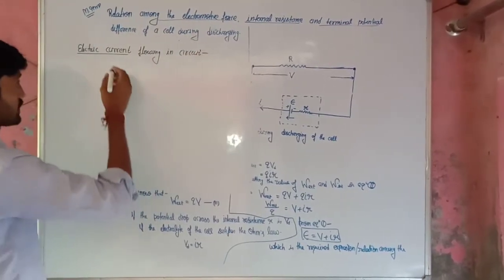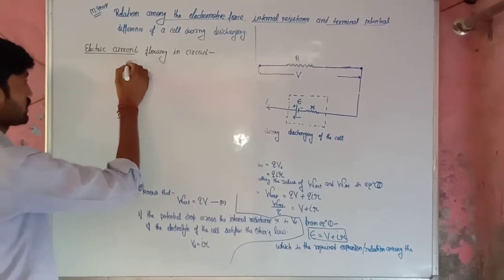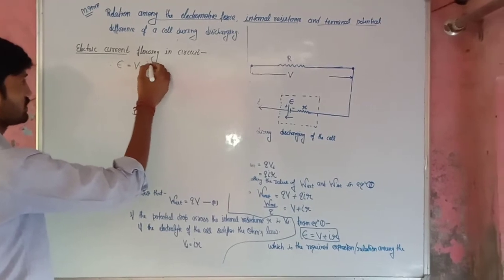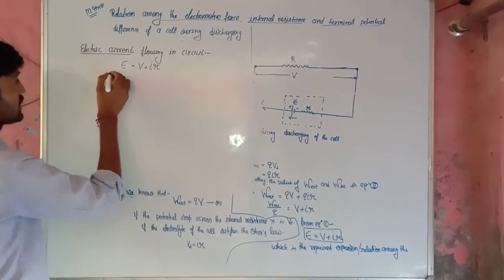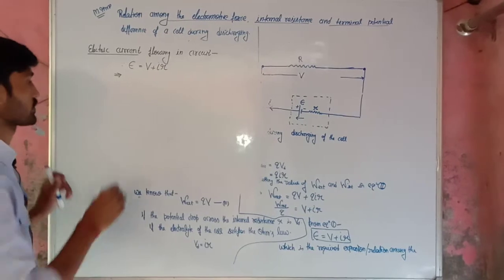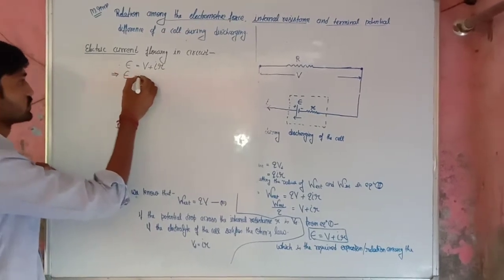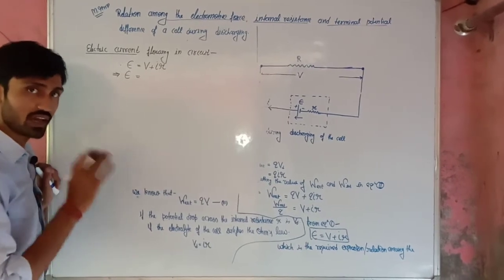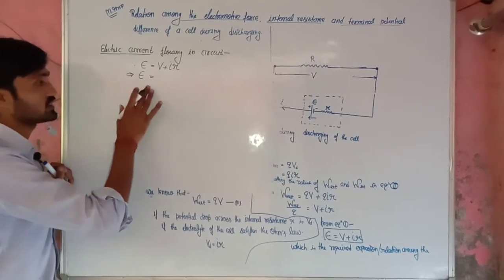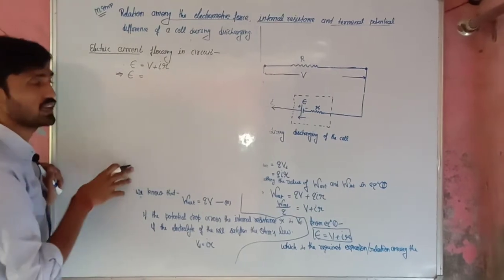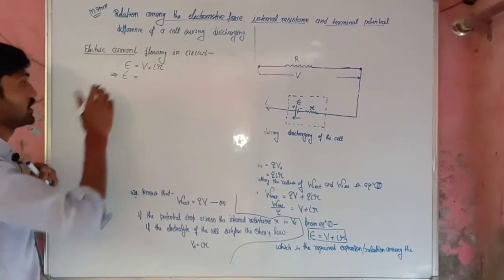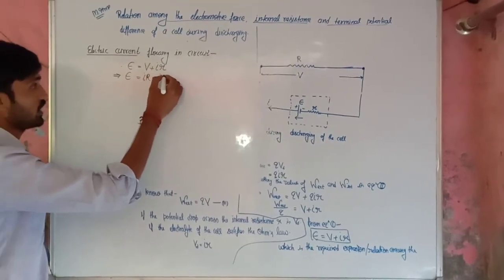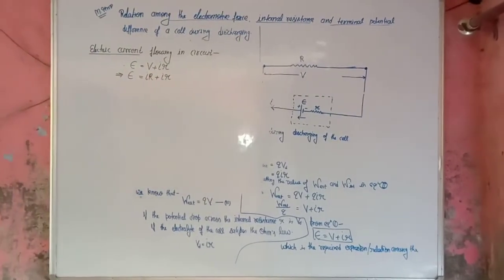Okay, since epsilon equals V plus I r implies that epsilon equals V, where V is the terminal potential difference. So we can write this potential difference in the form of external resistance using the Ohm's law, which is nothing but I capital R plus small I r. Okay, so it is very interesting.